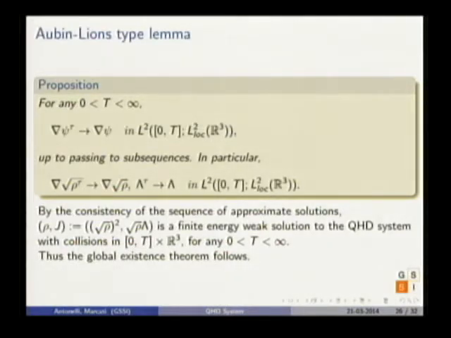So this can be translated in terms of the hydrodynamical quantities in this way. Now once I have this, I have the consistency proposition, which tells me that rho and j defined in this way is a finite energy weak solution to the QHD system with collision. So basically, in this way, I get these global finite energy weak solutions. And so I proved the theorem.